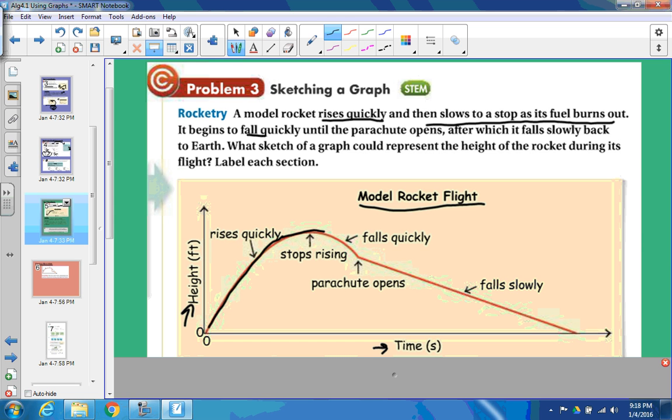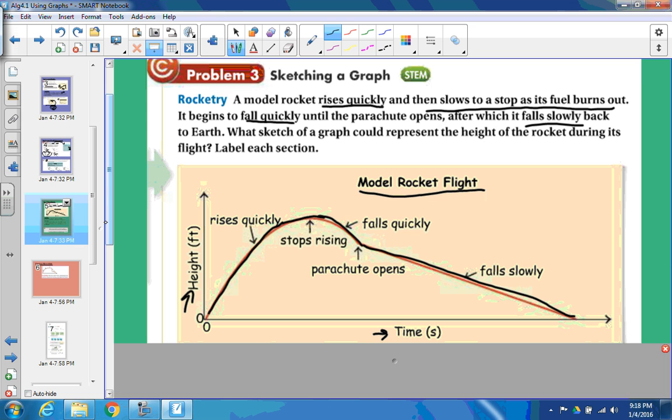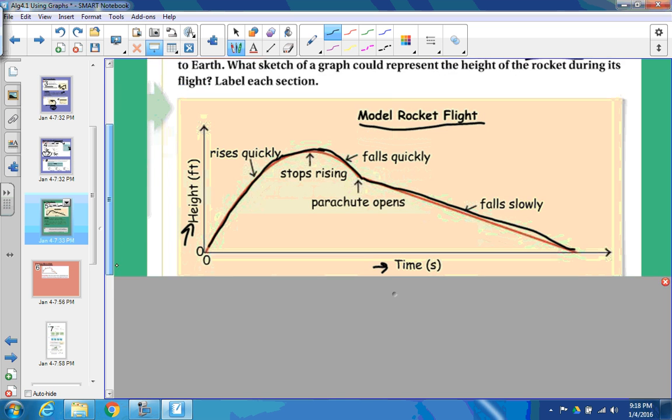Then it begins to fall quickly. Here's a quick fall until the parachute comes out, when it then falls slowly back down to Earth until the ground. So then it just goes slowly down. And that's exactly how you make a graph. It does not have to be perfect as long as you can label and show those clear different moments in time that are described in the problem.